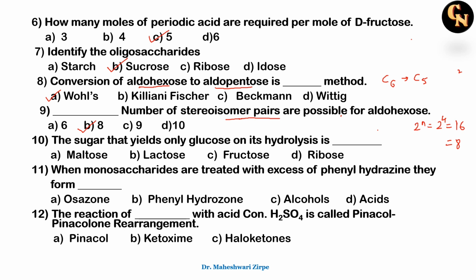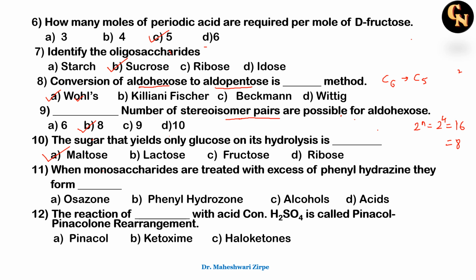The next is, the sugar that yields only glucose on its hydrolysis is dash. So what they are saying is the sugar which yields only glucose. On hydrolysis, only glucose is yielded by maltose. So the answer is maltose.